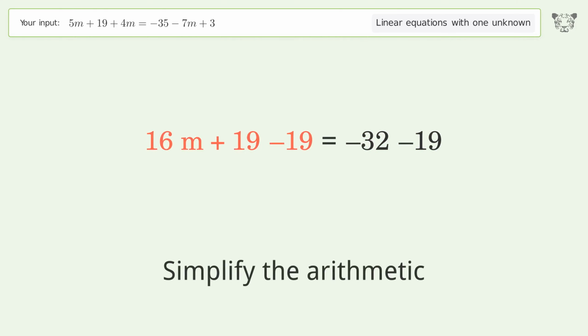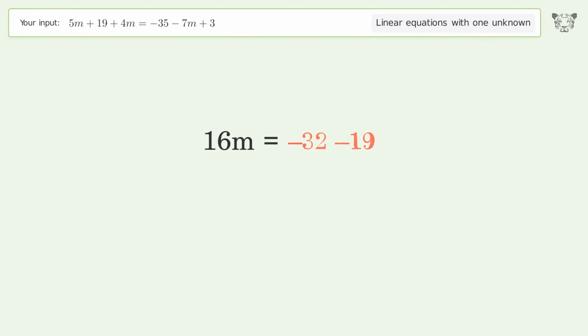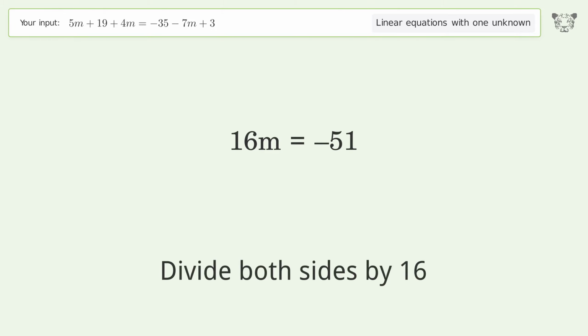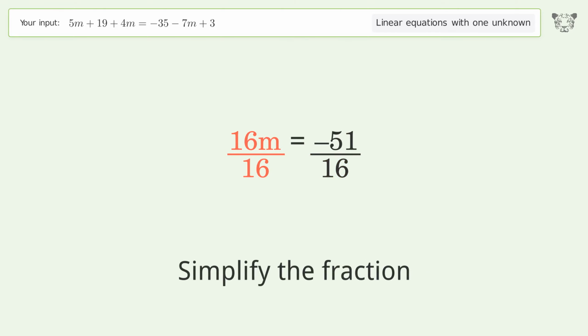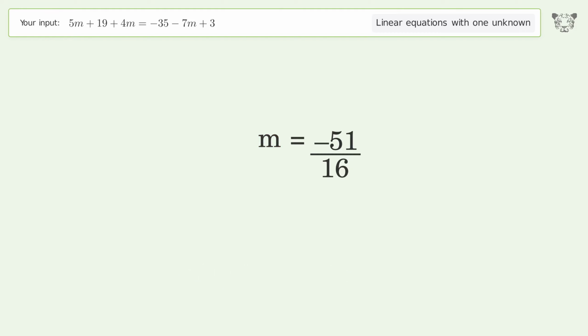Simplify the arithmetic. Isolate the m. Divide both sides by 16. Simplify the fraction. And so the final result is m equals -51/16.